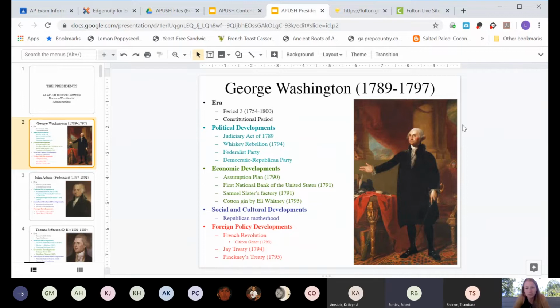He did not want to be president in the first place. He agrees to the job. He does not want to be president for a second term. They talk him into it. So he's a very reluctant president, this head of the branch of government, the executive branch.